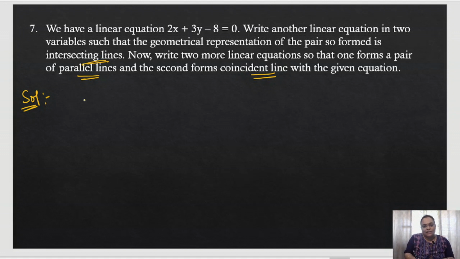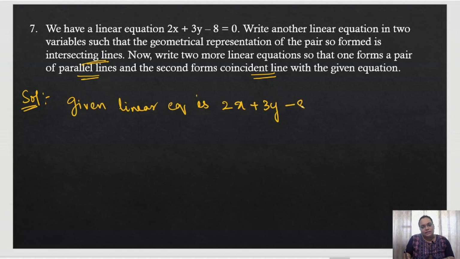So the given linear equation is 2x plus 3y minus 8 is equal to 0. Okay. So with the help of this linear equation, we need to form three more linear equations. This is the general form of a pair of linear equations, that is a1x plus b1y plus c1 is equal to 0, and a2x plus b2y plus c2 is equal to 0.